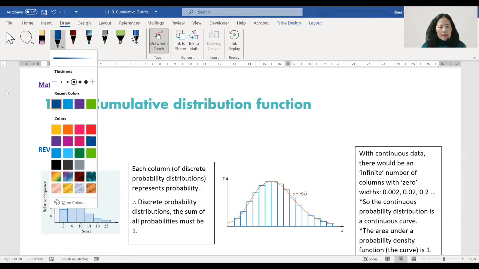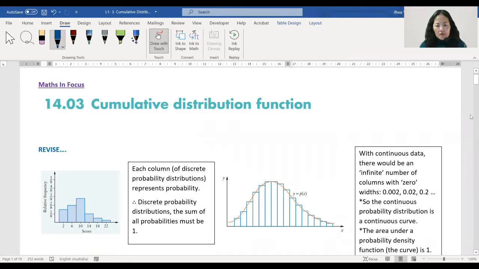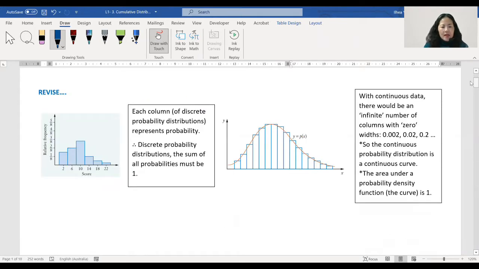Today's lesson is the cumulative distribution function. Before we start, I just want to revise a little bit about what we've done, especially the PDF. As you can see, the histogram on the left is like each column is actually representing the probability. So if you add it all up, the sum of all the probability must be 1.